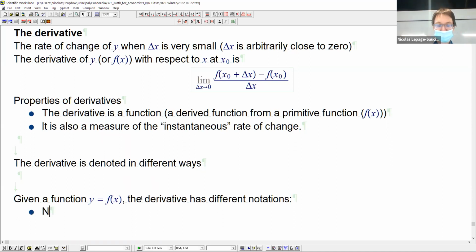Okay, let's start with Newton. He came up with his derivative, people say, in 1666, but published it in 1687.